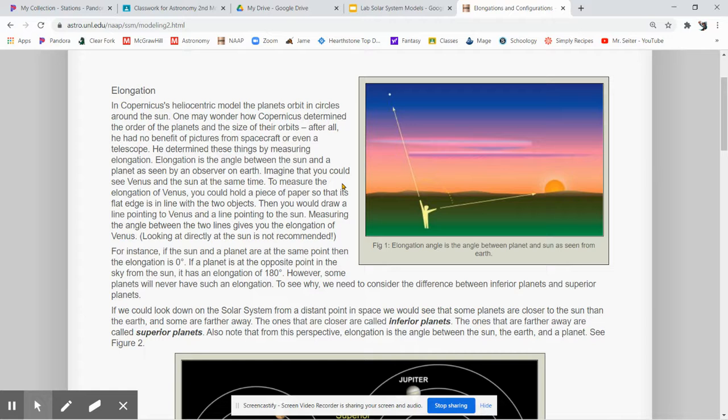Looking directly at the sun is not recommended, obviously. But for instance, if the sun and a planet are at the same point, then the elongation is 0. If a planet is at the opposite point in the sky from the sun, it has an elongation of 180 degrees. However, some planets will never have such an elongation. To see why, we need to consider the difference between inferior planets and superior planets.